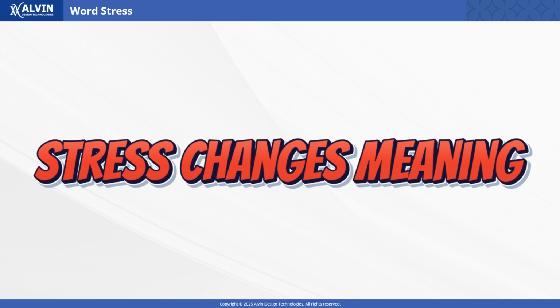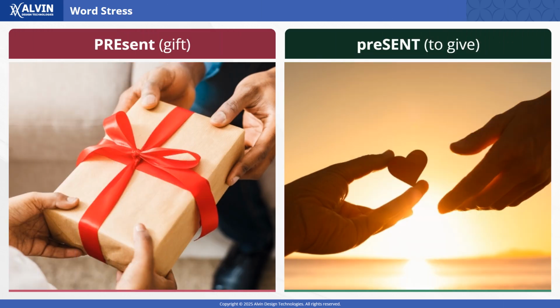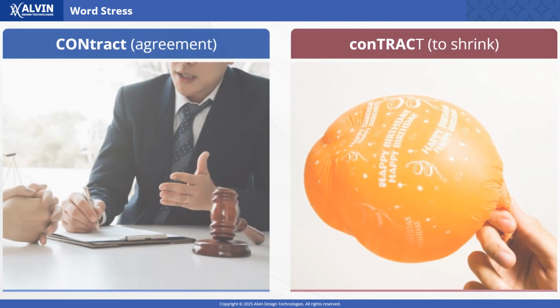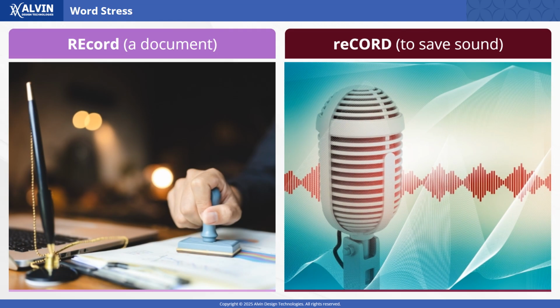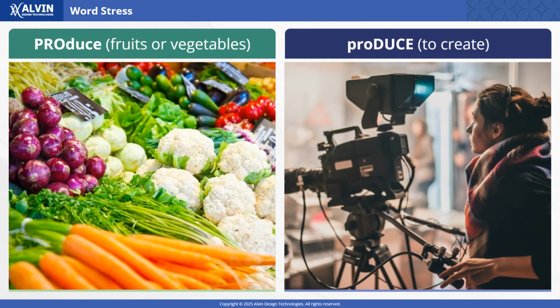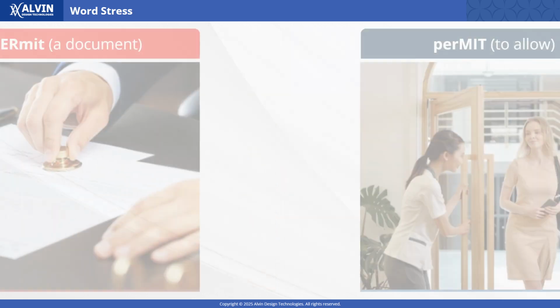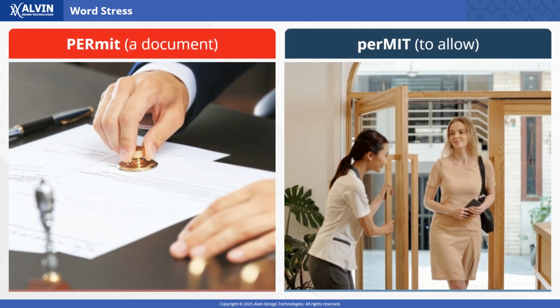Here are a few examples of how the stress changes the meaning. Present, gift. Present, to give. Contract, agreement. Contract, to shrink. Record, a document. Record, to save sound. Produce, fruits or vegetables. Produce, to create. Permit, a document. Permit, to allow.